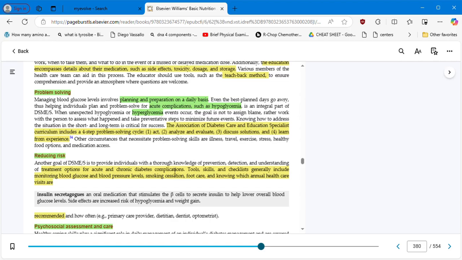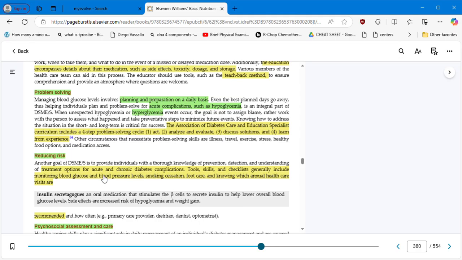Reducing the risk is important to consider, along with treatment options for acute and chronic diabetes complications. Toolkits and checklists generally include monitoring blood glucose and blood pressure levels, smoking cessation, foot care, and knowing which annual healthcare visits are recommended. But for diabetic patients, I would say you have to go because of the 3 long-term complications, right? You need to follow up with your primary care doctor, get referred to see the kidney doctor, to see your ophthalmologist, to see a neurologist to check your nerves and everything else, right? And also your podiatrist for foot care is very important.